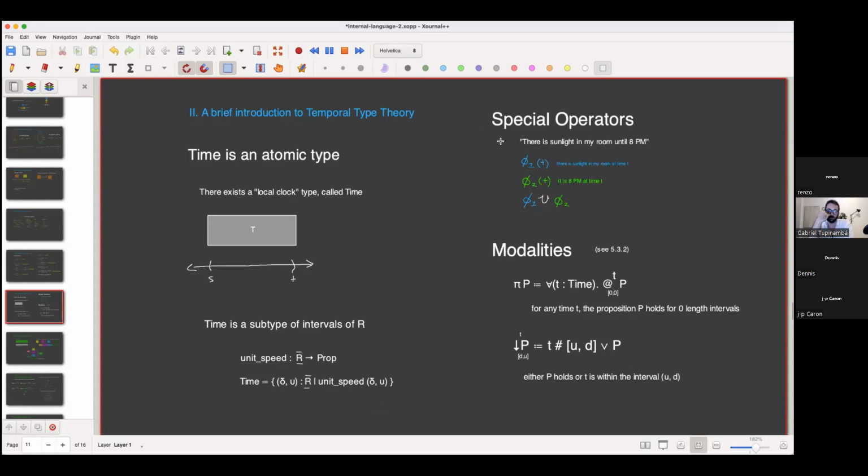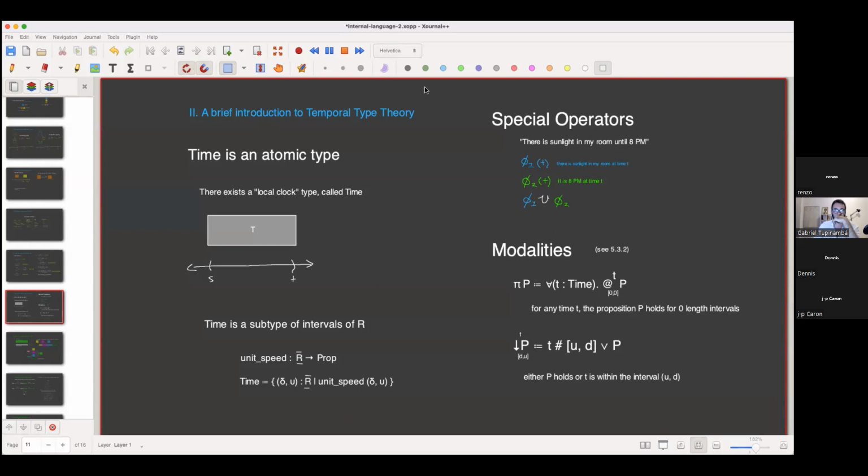And in addition to that, they introduce special operators. These are shorthand for combining predicates, right? Let's say you have a predicate called "there's sunlight in my room at time t," and you have another predicate that says "it is 8 p.m. at time t." Then you can say phi 1 until phi 2. So there's sunlight in my room until 8 p.m. This is one way of forming larger sentences, almost like natural language, about events and time.